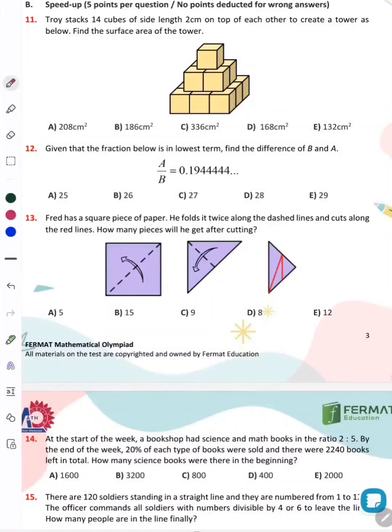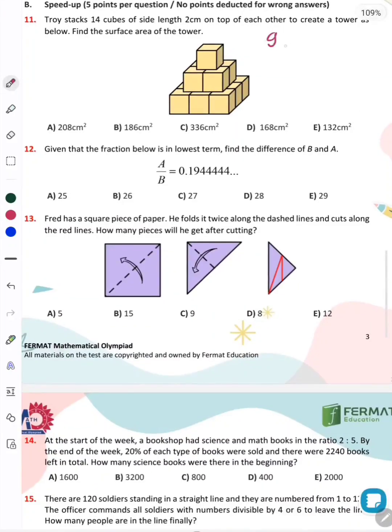Number 11. Troy stacks 14 cubes of side length 2 cm on top of each other to create a tower as below. Find the surface area of the tower. The bottom part of the tower consists of 9 squares, as well as the upper or top part of the tower. So you can see that this is the same area as the bottom part. So 9 squares plus 9 squares makes 18 squares.